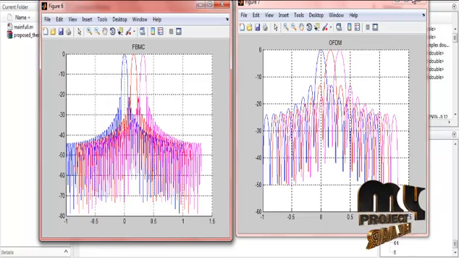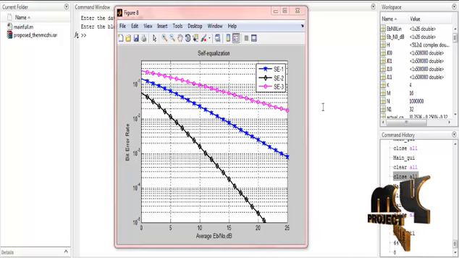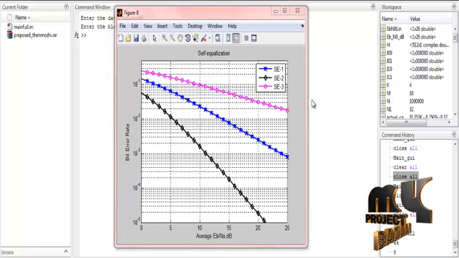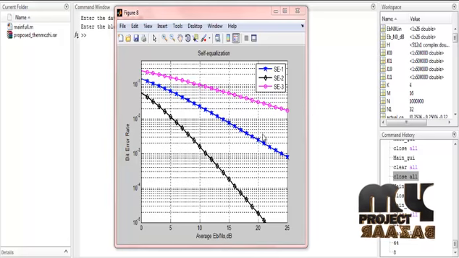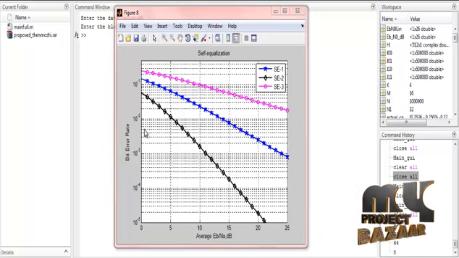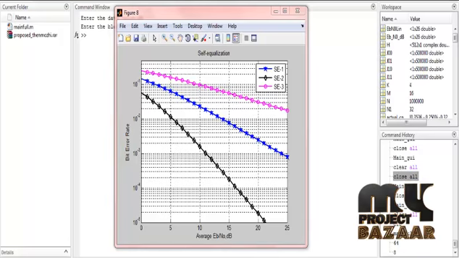And then the next figure. In this figure, our three proposed works are shown: one is self-equalization, another is CFO analysis, and another is pilot contamination. In the self-equalization process, there are SE1, SE2, SE3. It shows the average SNR against the bit error rate. The error value should be decreased compared to SE1 and SE3. SE2 is better for the self-equalization process.